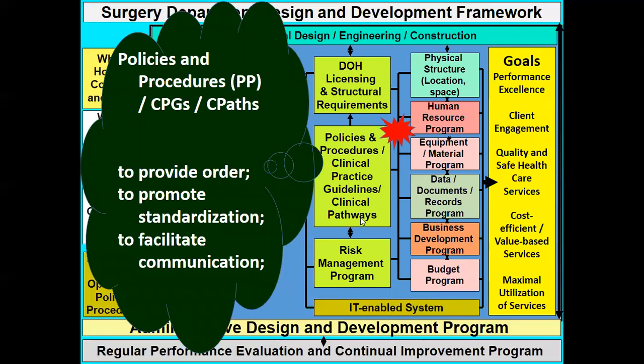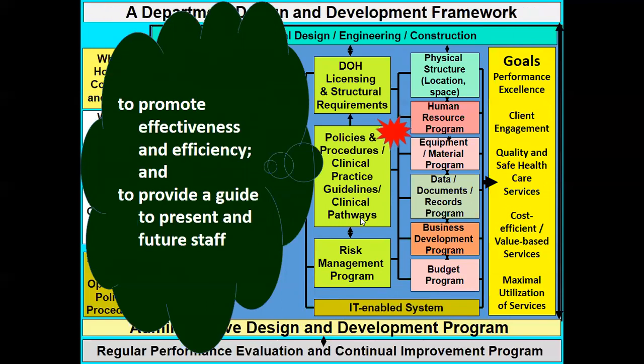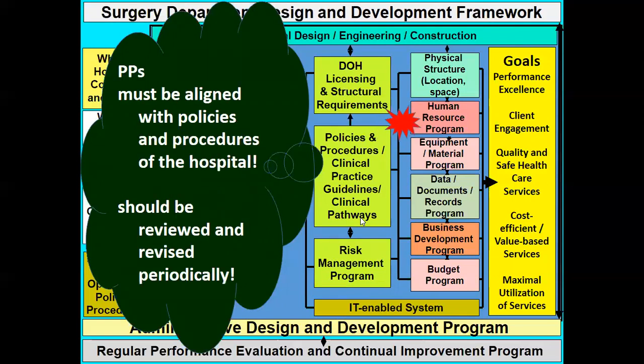Policies, procedures, clinical practice guidelines, and clinical pathways. There must be documented policies and procedures, clinical practice guidelines, and clinical pathways that serve to provide order, to promote standardization, to facilitate communication, to promote effectiveness and efficiency, and to provide a guide to present and future staff, among other things. Policies and procedures must be aligned with those of the hospital. They should be reviewed and revised periodically.